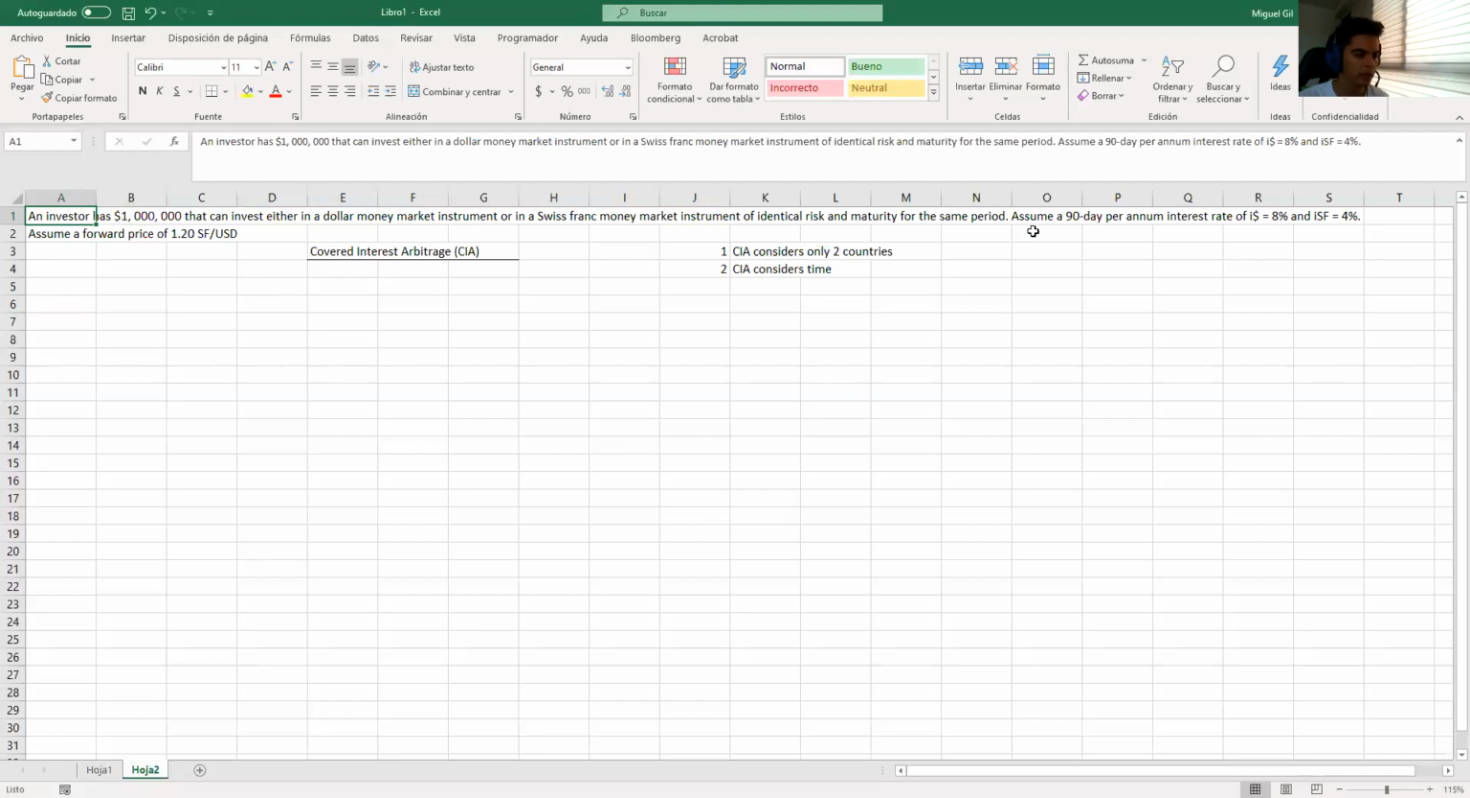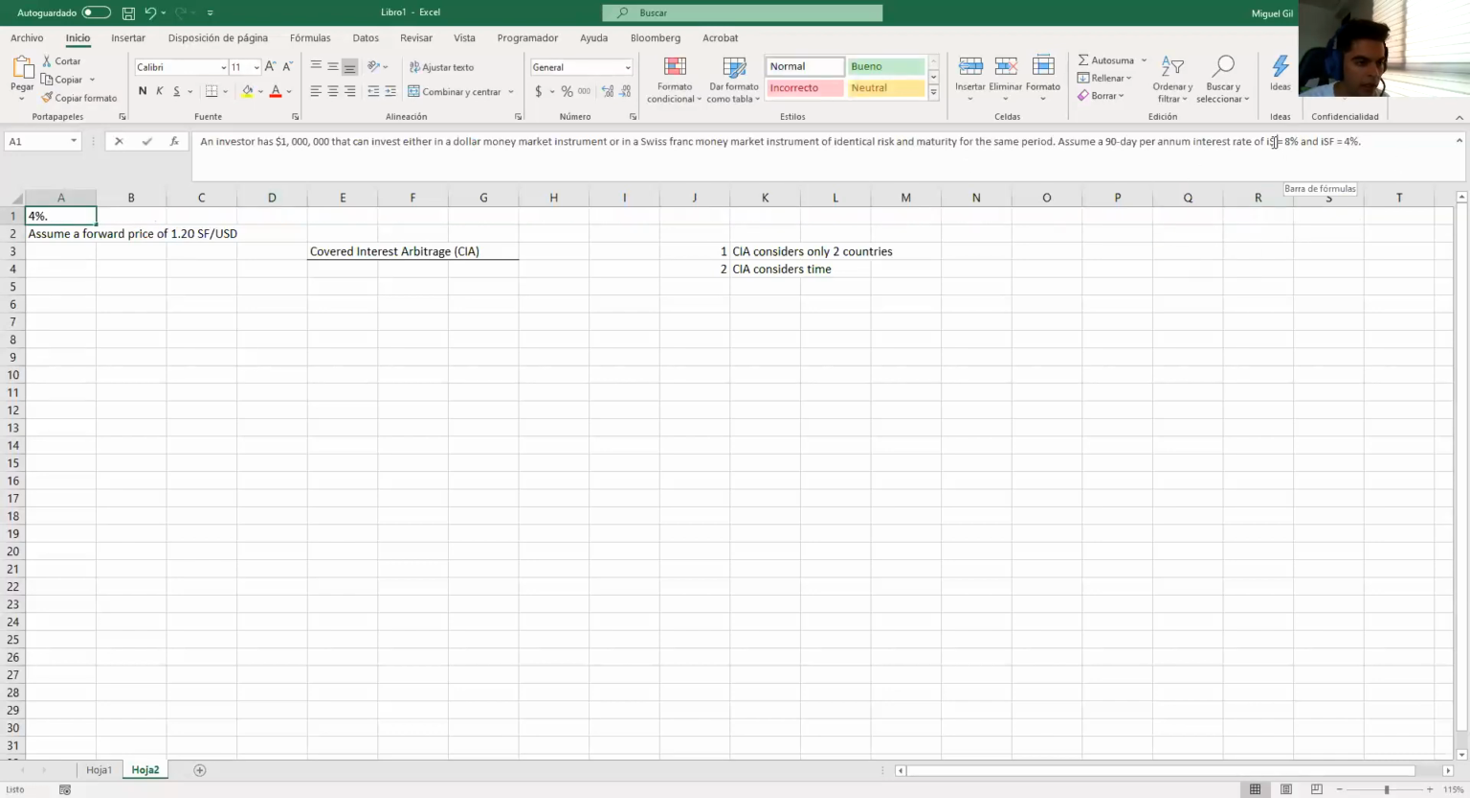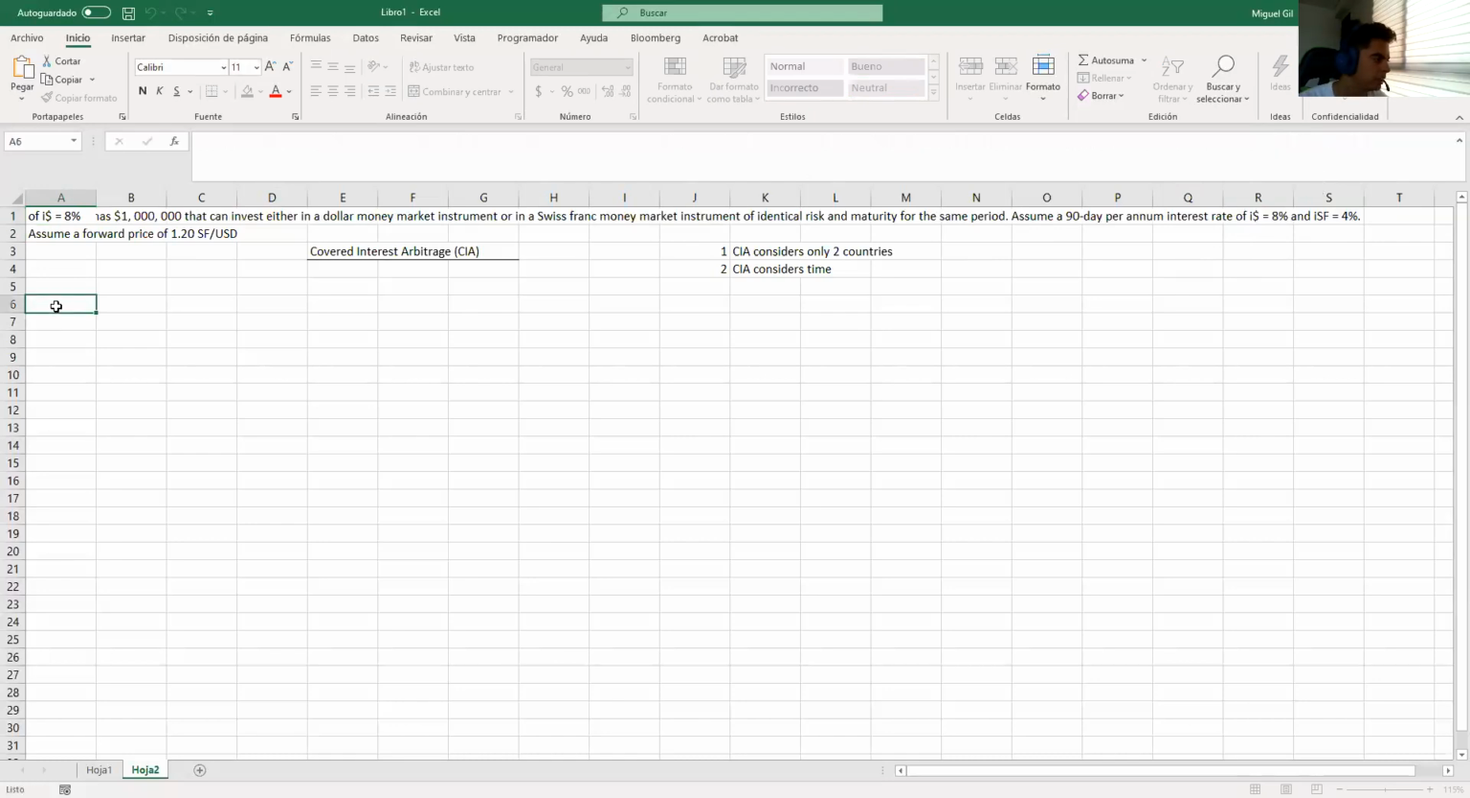And it says that you should assume that the interest rates for the dollar and the Swiss franc are these ones. So if you see this, I try to highlight this. It says interest rate. Well, if you can see it in here, the interest rate of the dollar is 8%, and the interest rate of the Swiss franc is 4%. So let me translate that into more specific data.